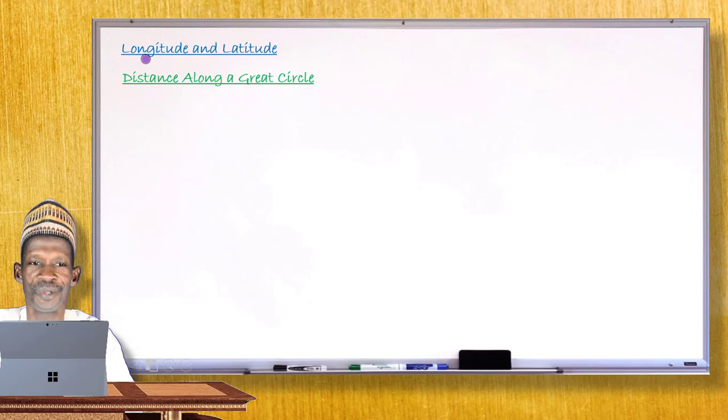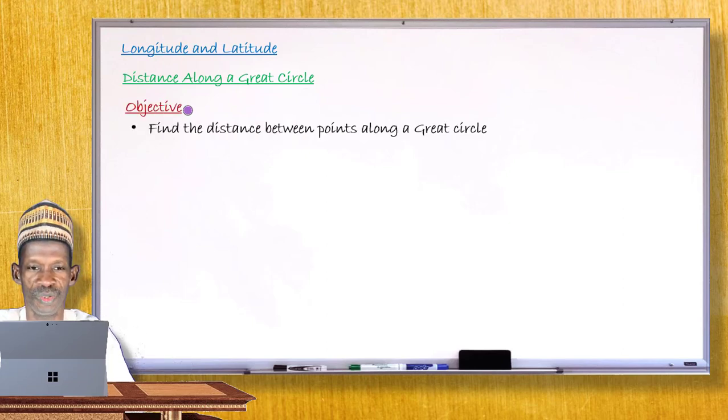Today, in continuation with your main topic, that is longitude and latitude, what you are going to learn today is how to find the distance along a great circle. So let's begin. After completing this lesson today, my dear student, you will be able to find the distance between the 2 points that happen to be on a great circle. This is what I hope you'll be able to do after completing the lesson today.